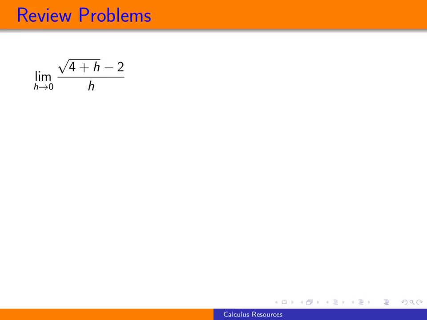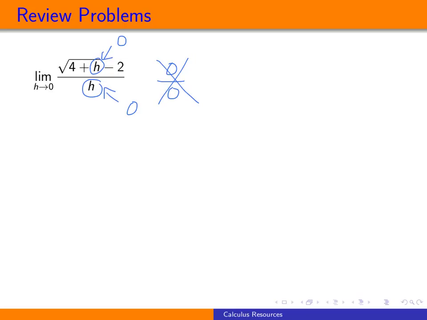For this problem, we want to evaluate the limit as h goes to 0 of the square root of 4 plus h minus 2, all over h. Now notice, if I were to plug in 0 for these h's, I would get 0 over 0, which is indeterminate and can't possibly be the solution to this limit.